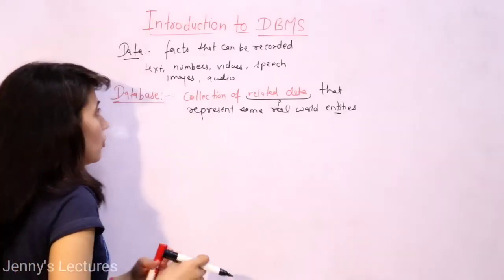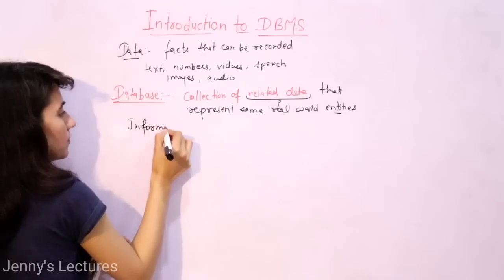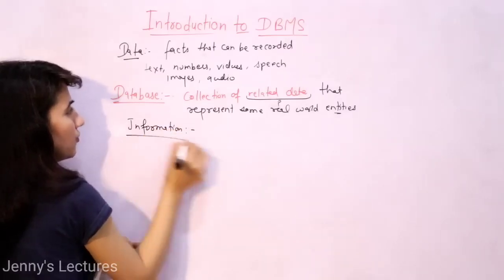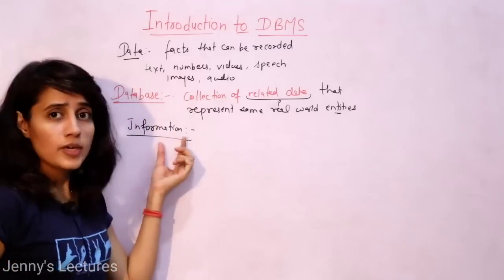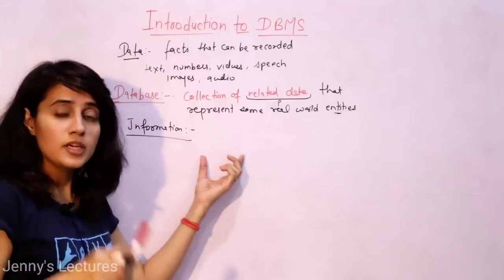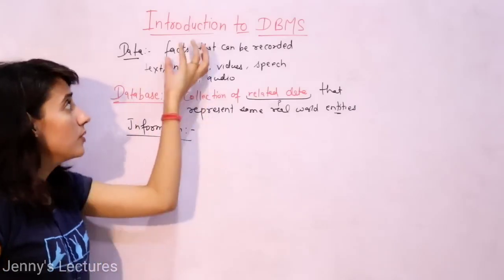Fine. So now next is what? We have information. Now how is this information different from data? See, this information is what? It is processed or meaningful data. We extract information from the data.